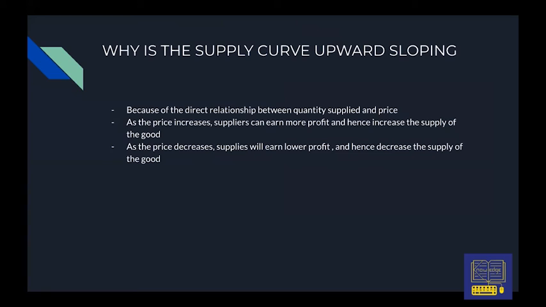Now, why is there a direct relationship between price and quantity supplied? Because as the price is increasing, suppliers can earn more profit by selling their product, and hence they will increase the supply of the good. Whereas as the price reduces, suppliers are going to earn a subsequently much lower profit from selling their good, and hence they will decrease the supply of that good.